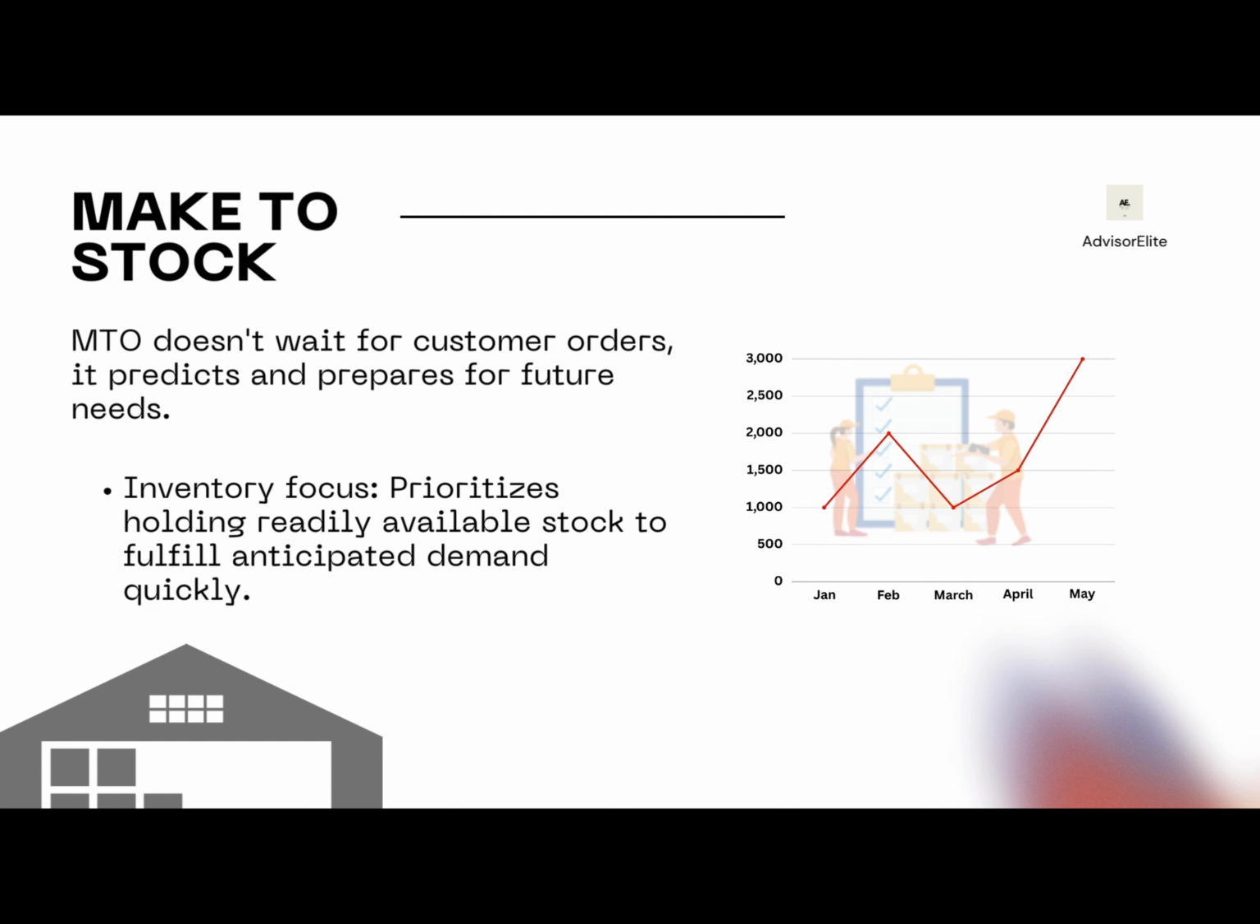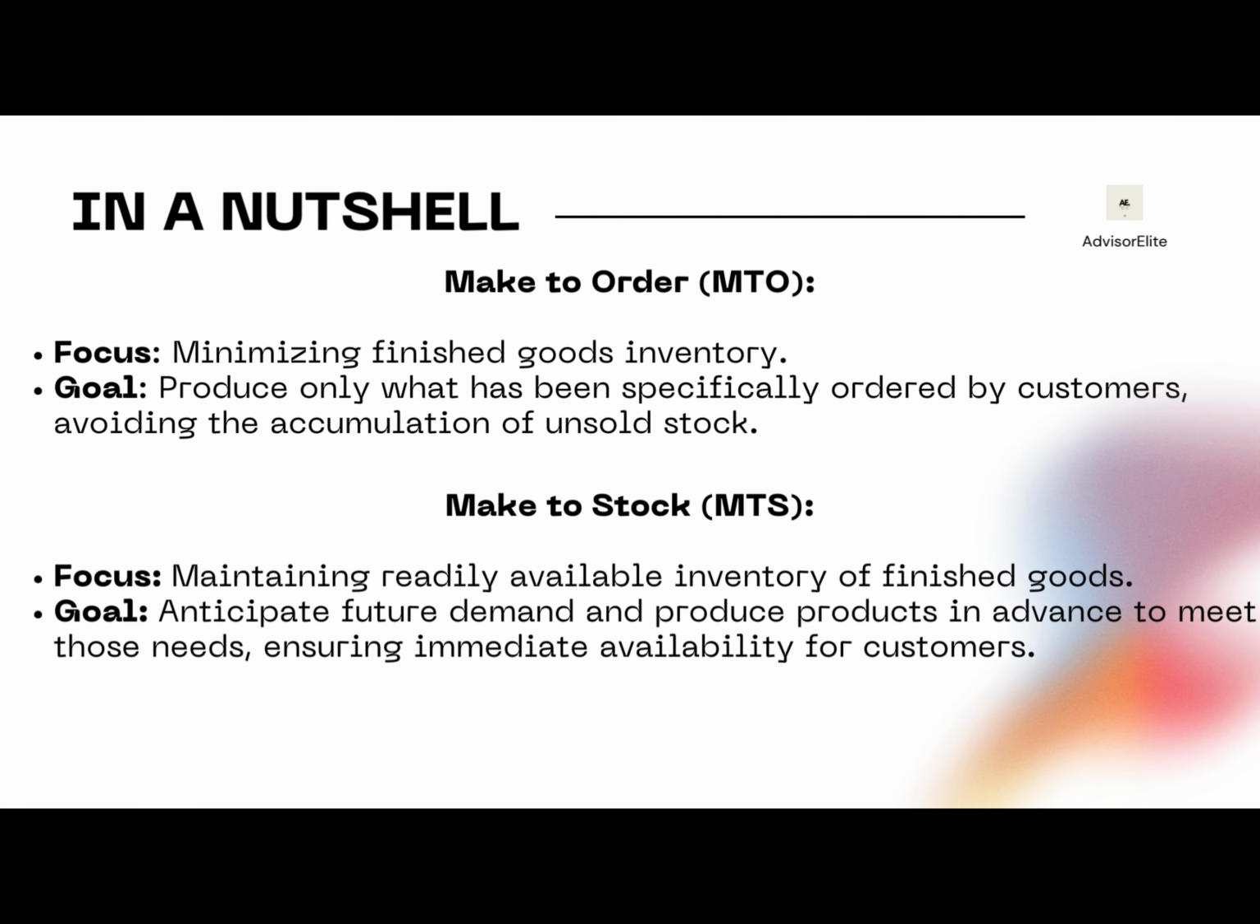So in a nutshell, make-to-order is about manufacturing based on specific customer requests, while make-to-stock is about preparing in advance and having items ready to go on the shelves for general customer demand. Each strategy has its own advantages and is chosen based on the nature of the products and the market demand. Also, in most cases, businesses use both these strategy types in planning.